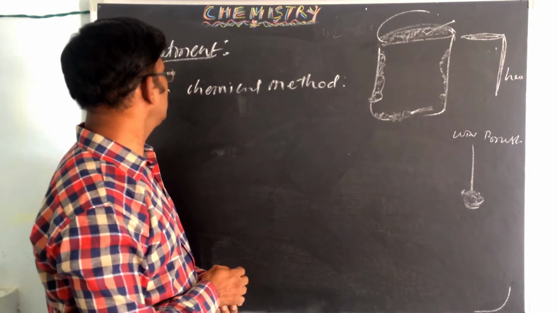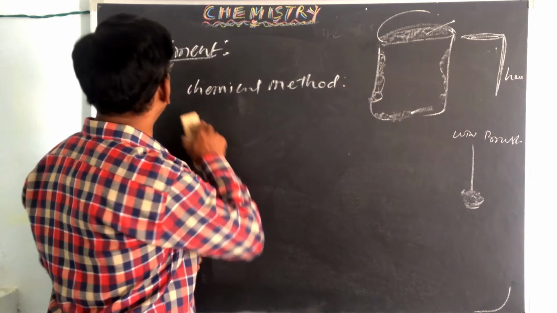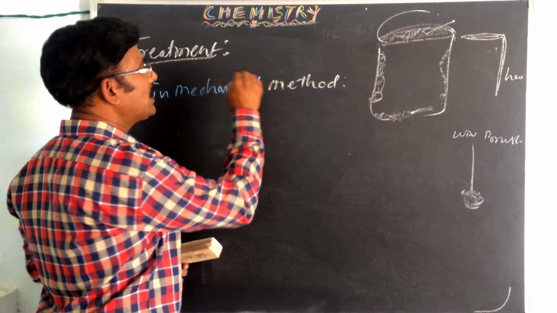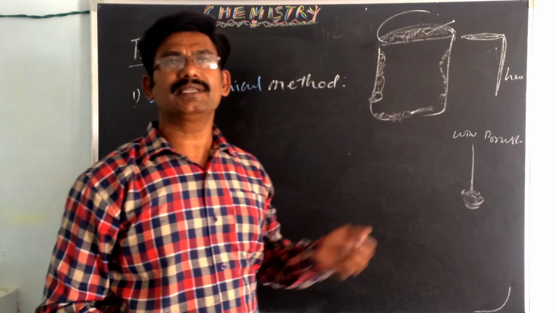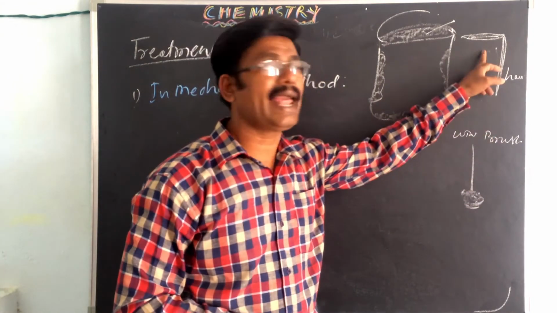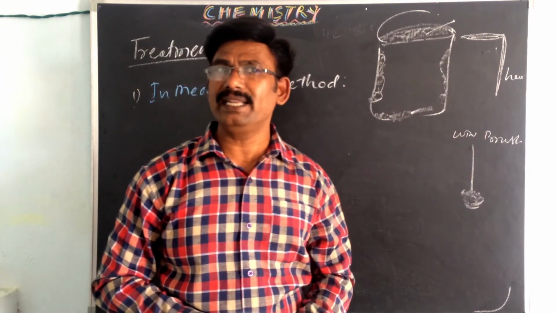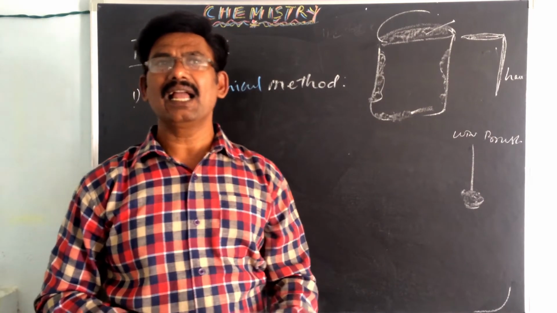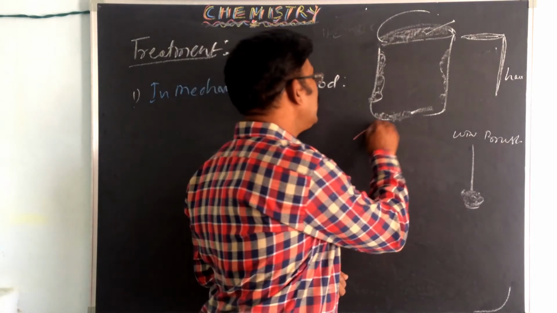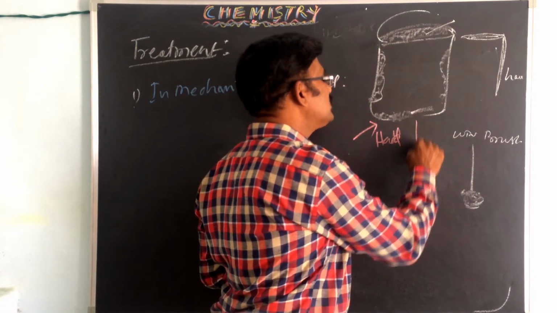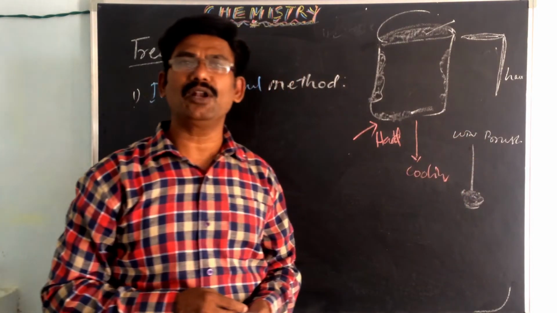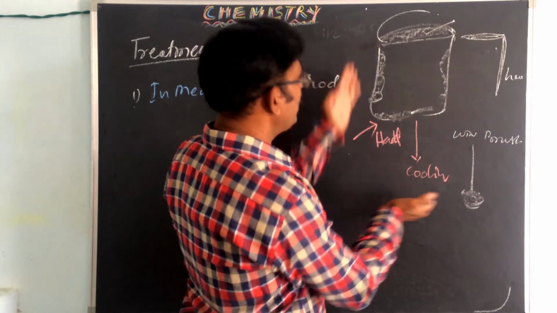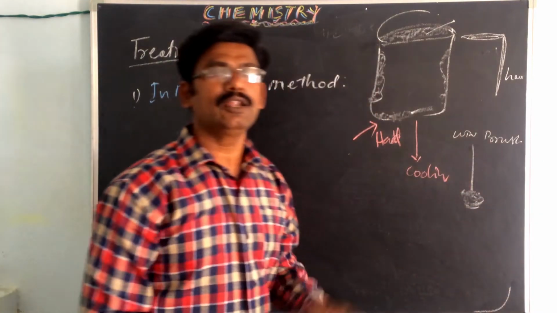We have to see the mechanical method first, not the chemical method. In the mechanical method, if the scales are loosely adhering, they can be removed by scrapers or brushes. If scales are brittle, they can be removed by giving a thermal shock. Thermal shock means heating and subsequent sudden cooling. We heat the boiler and then cool it suddenly. That is called a thermal shock. They can also be removed by blow down.